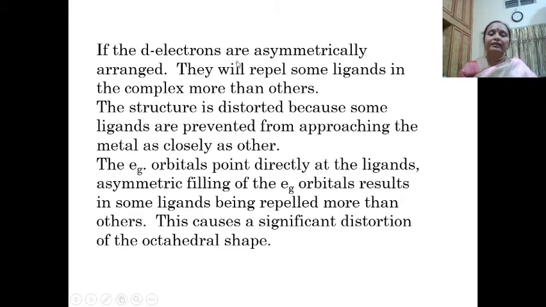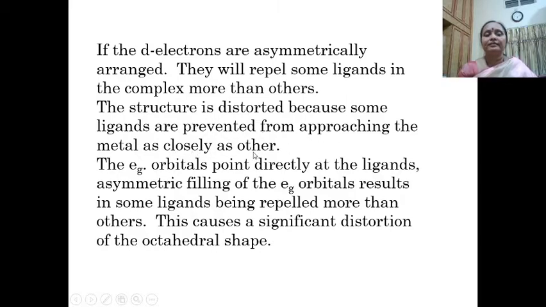If the d electrons are asymmetrically arranged, they will repel some ligands in the complex more than the others. The structure is distorted because some ligands are prevented from approaching the metal as closely as others.